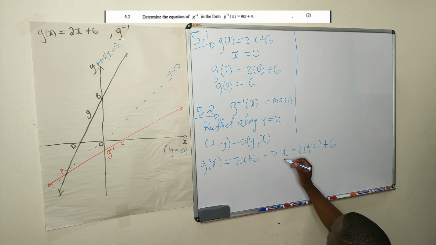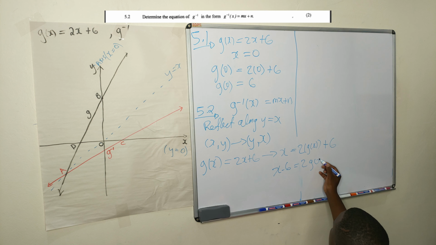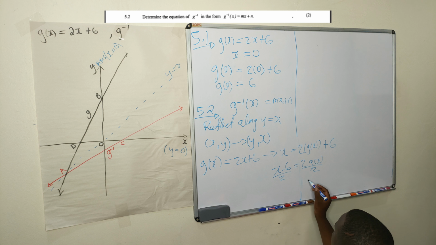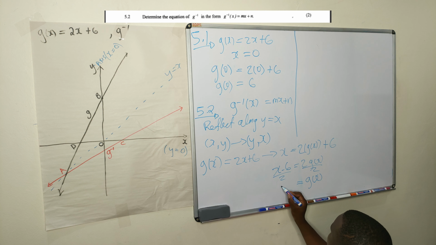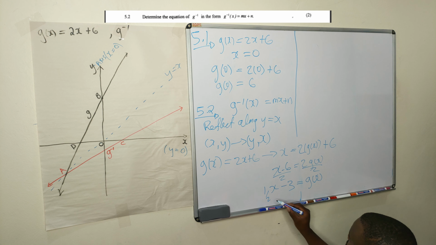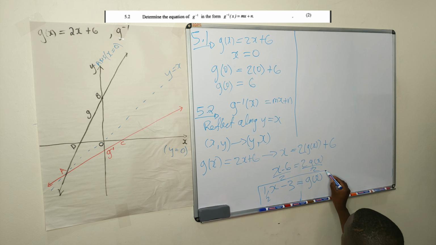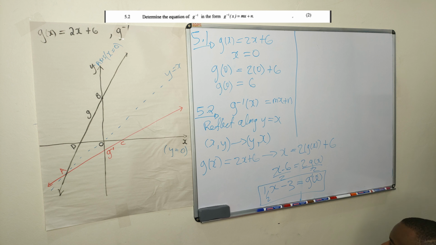So transpose the 6 to this side, x minus 6 is equal to 2 g of x, divide by 2, divide by 2. So your new g of x is equal to 1 over 2x minus 3. So this is your inverse, this is your g inverse. That's how you find the inverse.